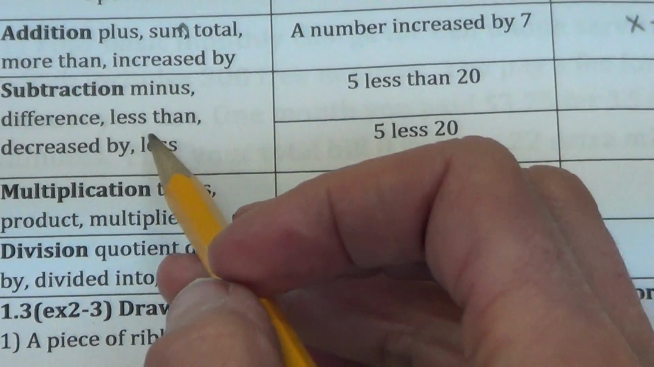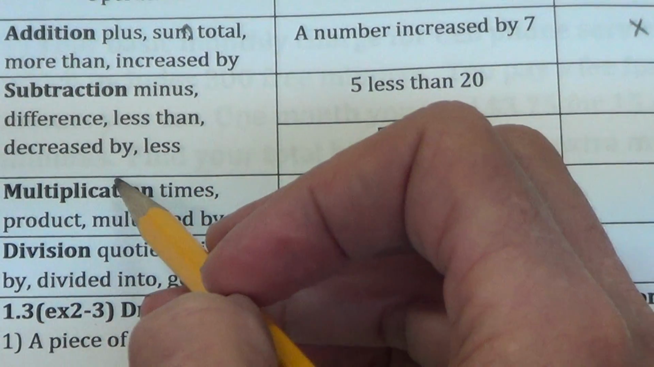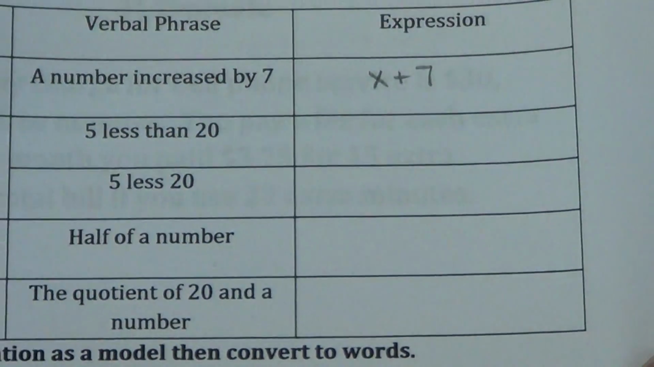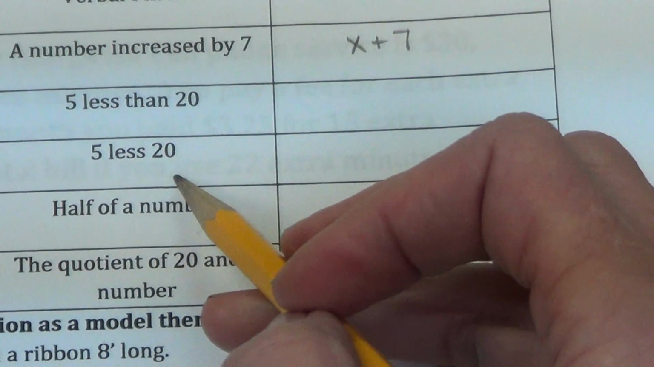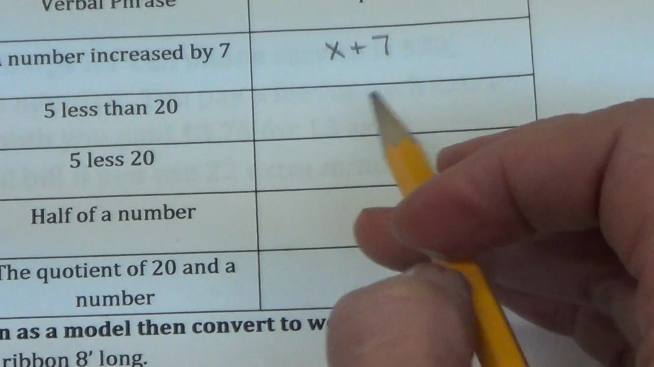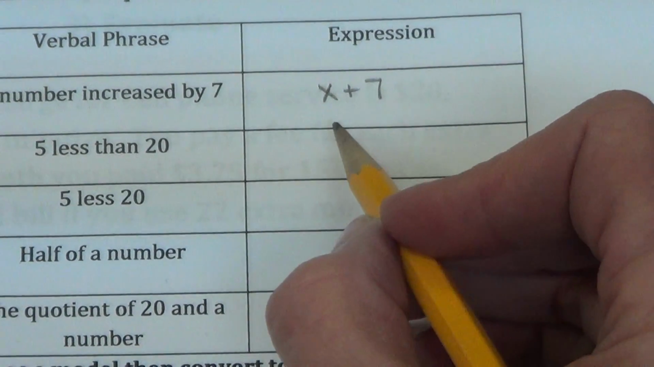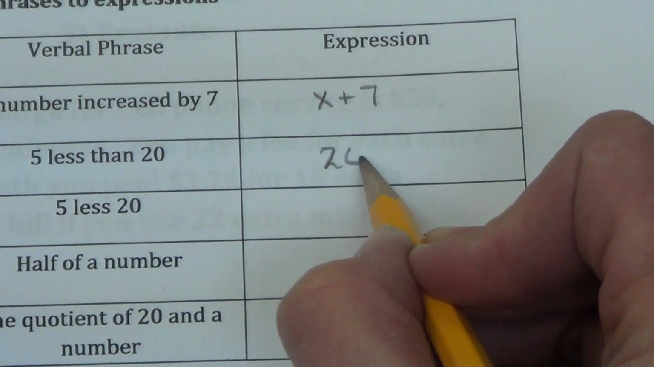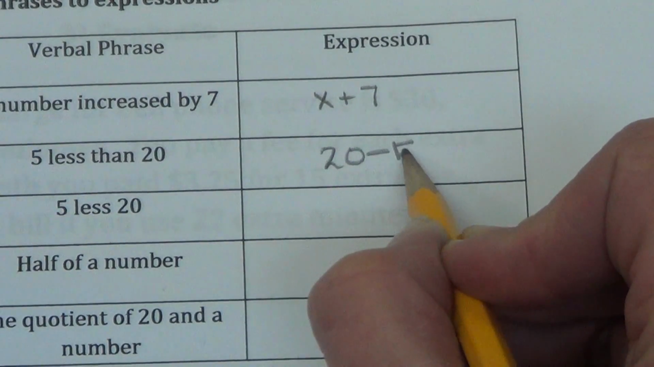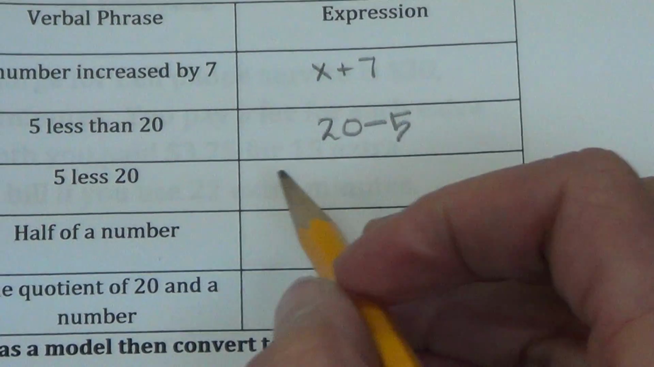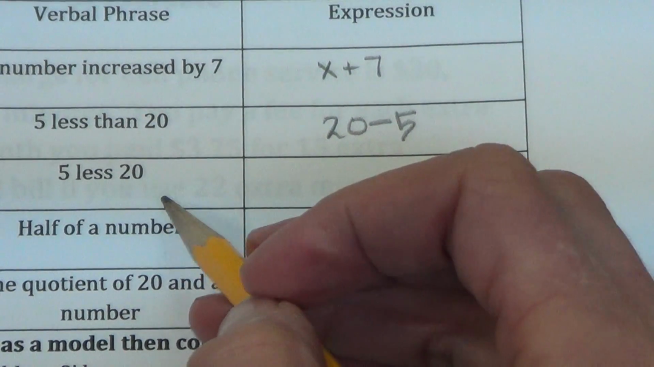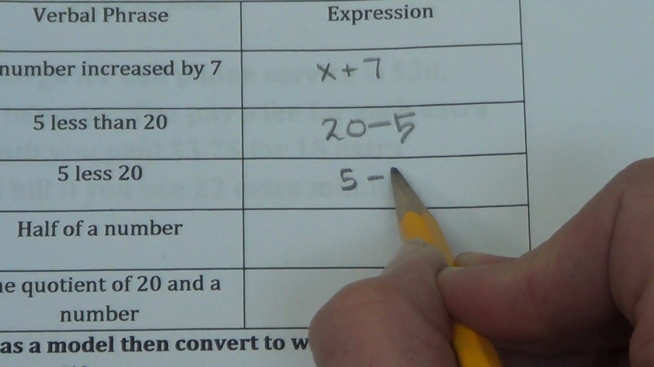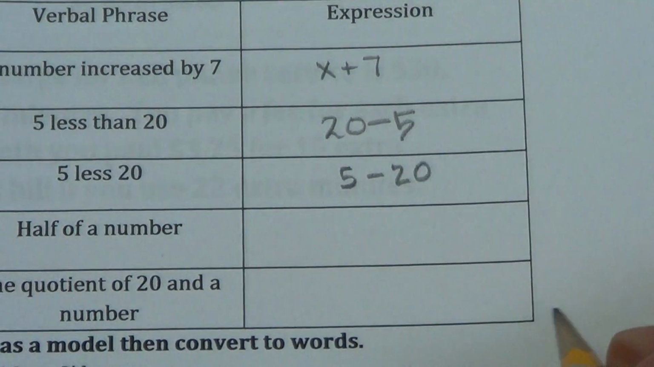Subtraction can have the words minus, difference, less than, decreased by, less. Now, there's an important thing that you understand. In less than and less, there's a big difference. If I say in my pocket, I have 5 less than $20, you know I have $15. That is 20 minus 5. If I say I have 5 less 20, I mean I have 5 with 20 taken from it.